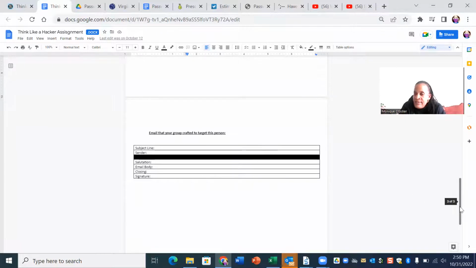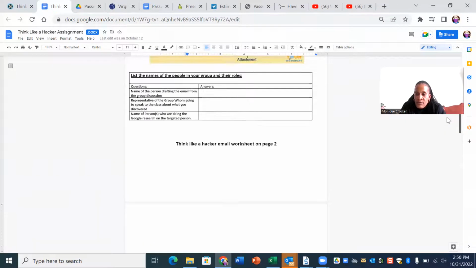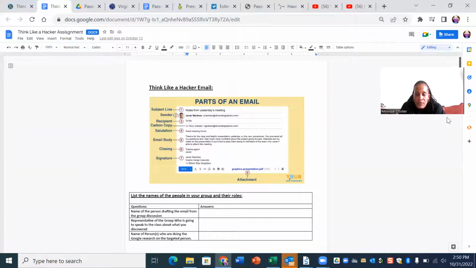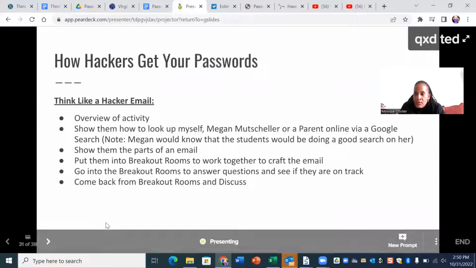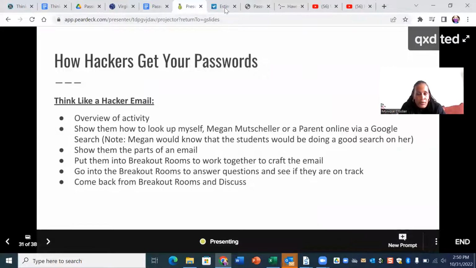So in their breakout groups, they would take this little assignment and work together in their groups. They would have this to guide them. I would go back to the information here, and I would put them in breakout rooms. So let me just go ahead here. Monique, I'll put you in a breakout room right here. All righty. So I'm going to open that room.